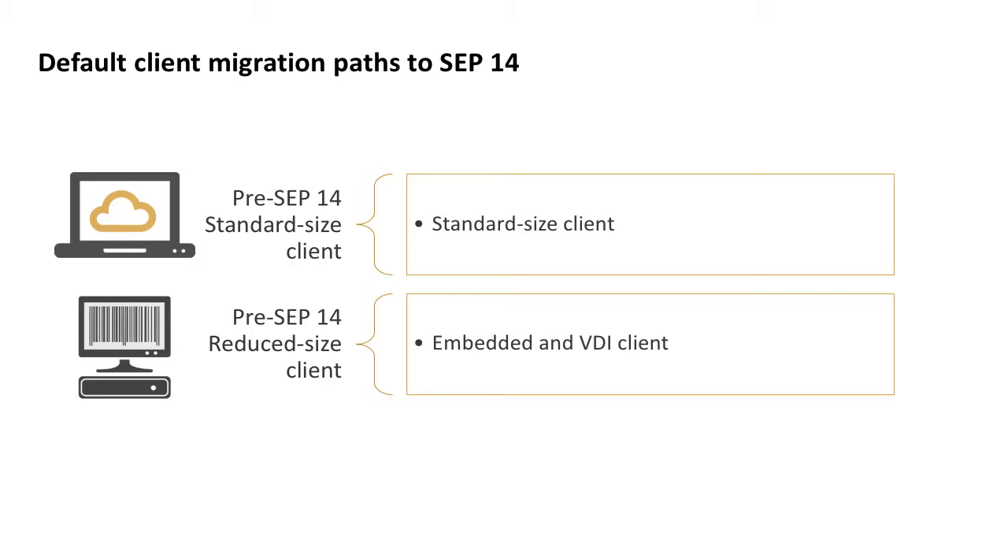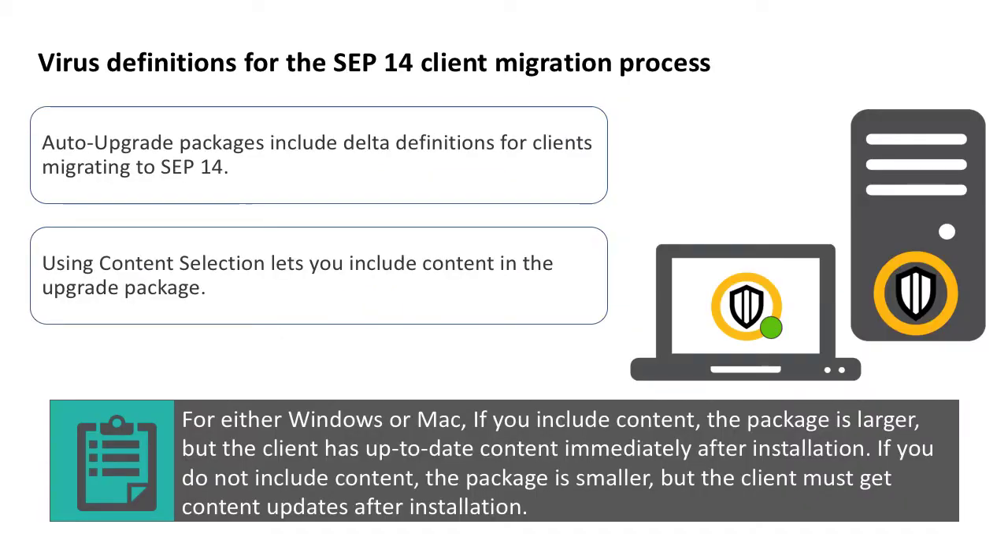This slide shows the mappings when upgrading these type of installations. Auto upgrade packages include delta definitions for clients migrating to SEP 14. Client packages are repackaged with definitions at the time an endpoint requests an upgrade package. For either Windows or Mac, content selection lets you include content in the installation package.